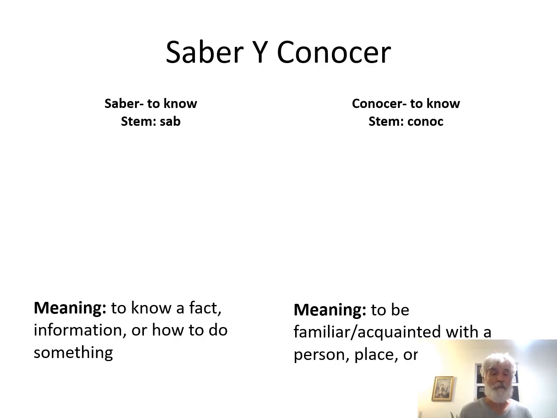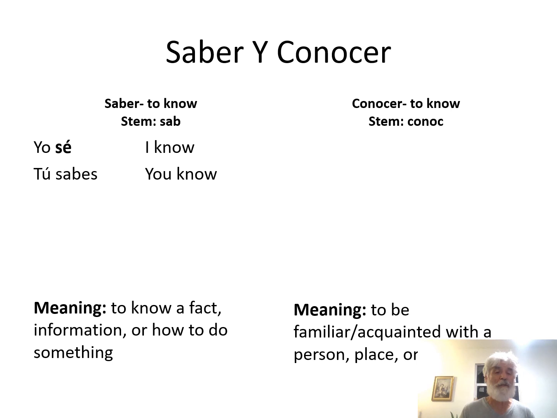Let's look at the two verbs, saber and conocer, and conjugate them. Let's start with saber. It's an irregular verb in the yo form. So let's look at the conjugation. Yo sé is I know. You must memorize or learn this. And written, the e has an accent mark on it.